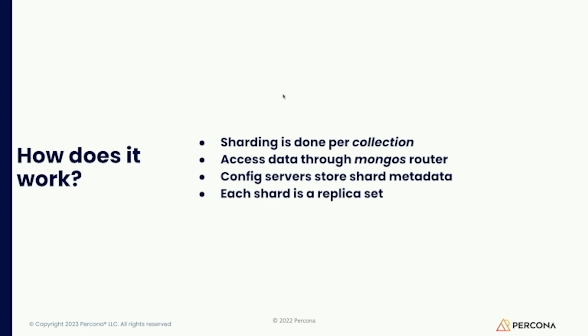So sharding is done at collection level, so you have to decide for each collection whether you want to shard it or not. You can have a mix of sharded and non-sharded collections. Always, you will access the data through the MongoS router, whether it's sharded or not. Like I said, the config servers have the metadata, and each shard, in turn, is a replica set for high availability purposes. Okay?